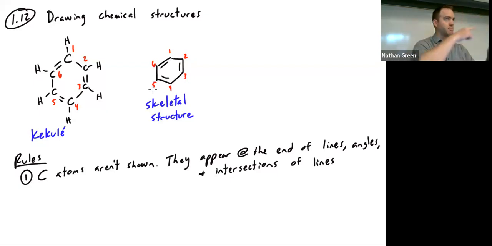Everywhere you see a bend in a line, that's a carbon. I can also represent these by crossing lines or by the end of a line, and I'll show you that here in a second. With me so far?